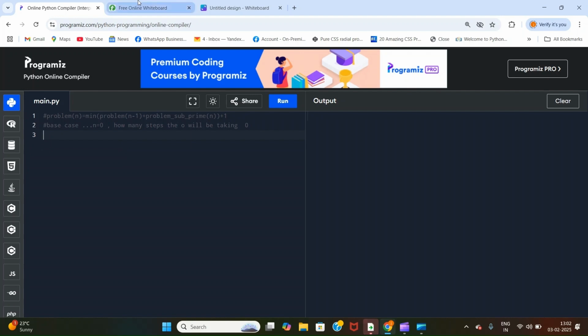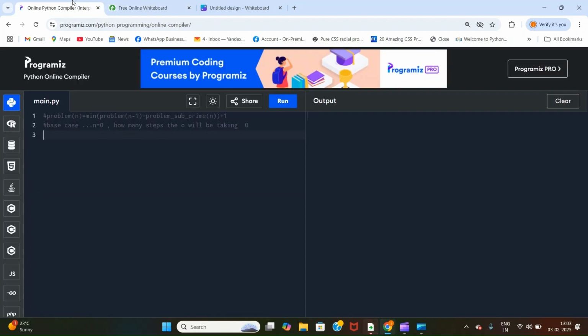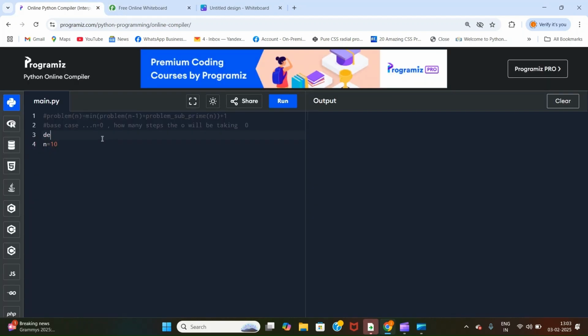Okay, so let's start to code. So first of all, I need to consider a number. Okay, let's say my number is 10. I have written that my number is 10. Now what to do? Now for that number I need to write a function that will be providing me number of these steps, minimum number of these steps. So def min steps to reach 0.